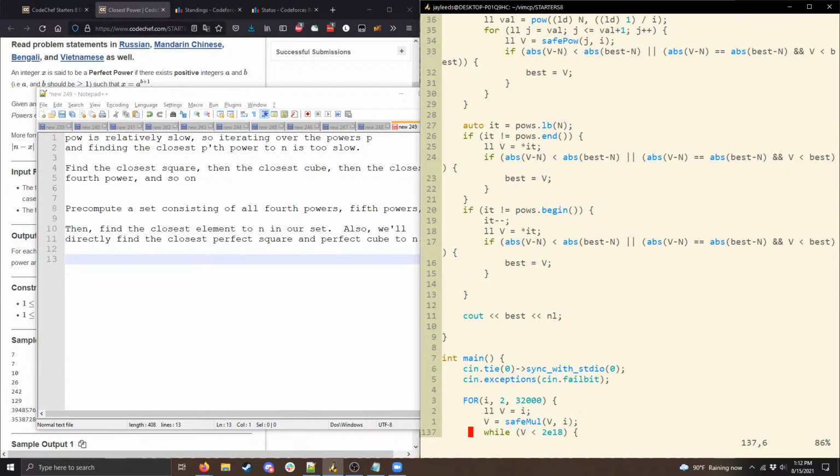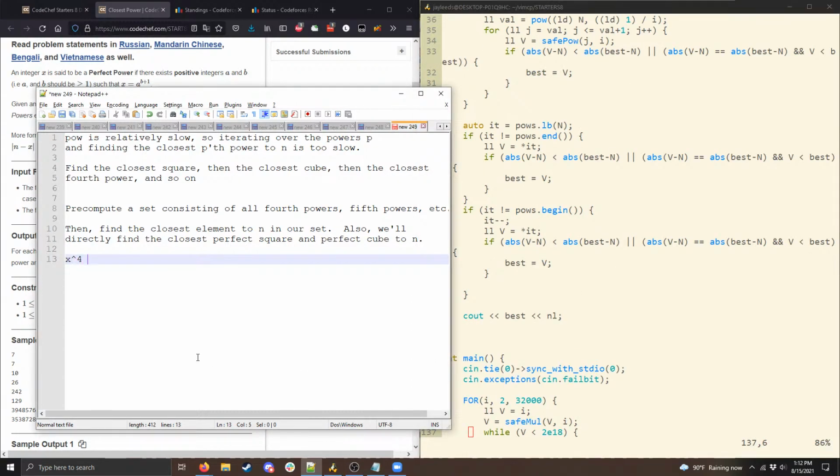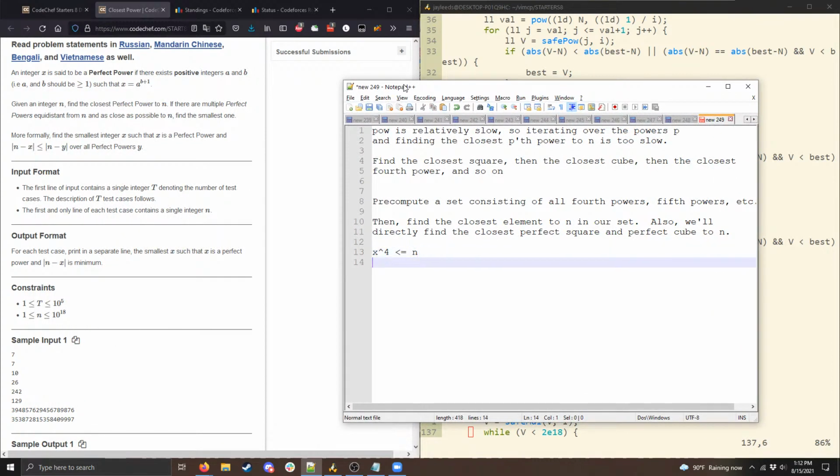So notice that if x to the fourth is going to be relevant, then its value is going to be at most 10 to the 18. So x to the fourth has to be less than 10 to the 18. So we only need to consider x less than or equal to 10 to the 4.5 power, which is about 32,000.